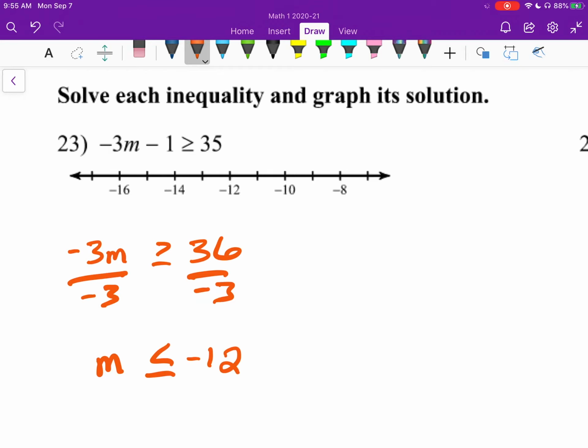So I've got a closed circle on negative 12, and m is smaller, so I'm going to shade to the left.